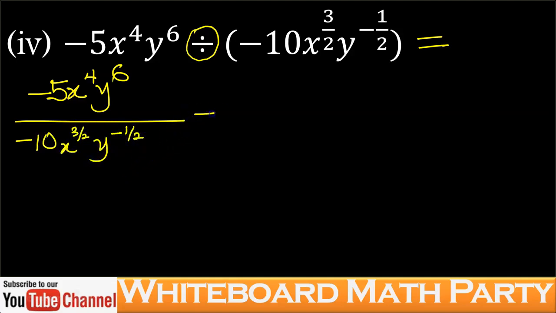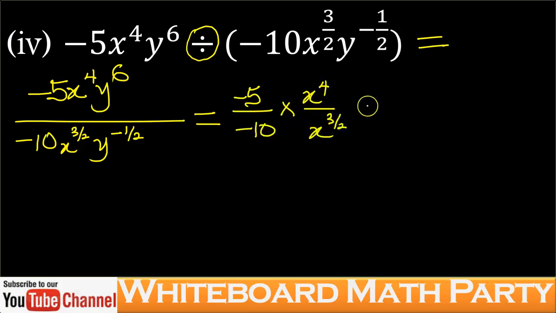Now I'm going to make my work easy somehow. See the way I'm going to make it. There is x up here, there is x down here, there's y up here, there's y down here. I'm just going to separate the numbers together, the x's together, the y's together. So I'm going to do something like this. Negative 5 over negative 10, they can stay together, then times x to the power of 4 divided by x to the power of 3 upon 2. They can stay together, times y to the power of 6 divided by y to the power of negative 1 upon 2. They are still together, right?